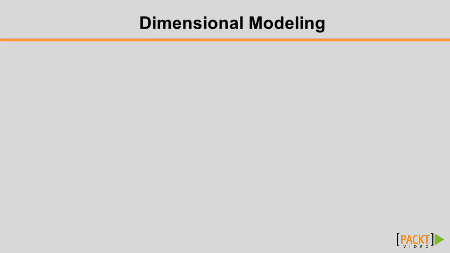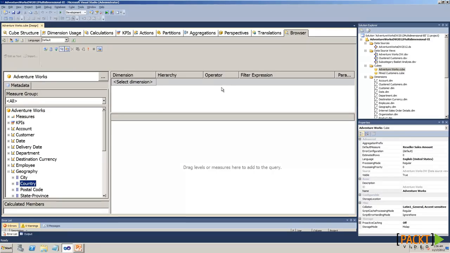In this section, we will answer the question of how dimensional modeling concepts are translated into a SQL Server 2012 Analysis Services cube. What is a cube? A cube is a metadata structure which allows users to analyze data by segmenting data into a collection of dimensions and measures. Here is the SQL Server Data Tools for Analysis Services, and this is the browser method of viewing the cube data.